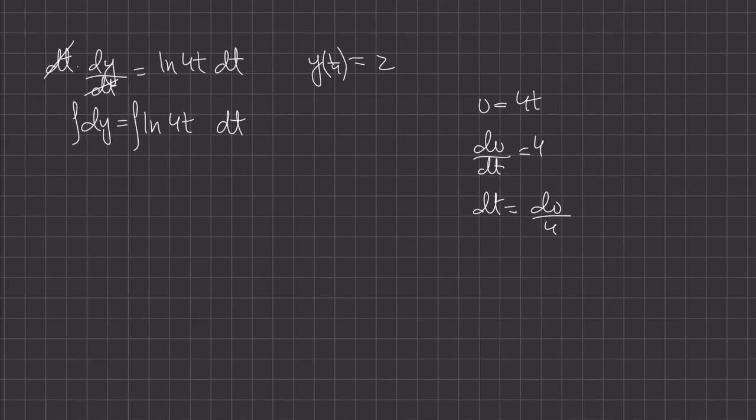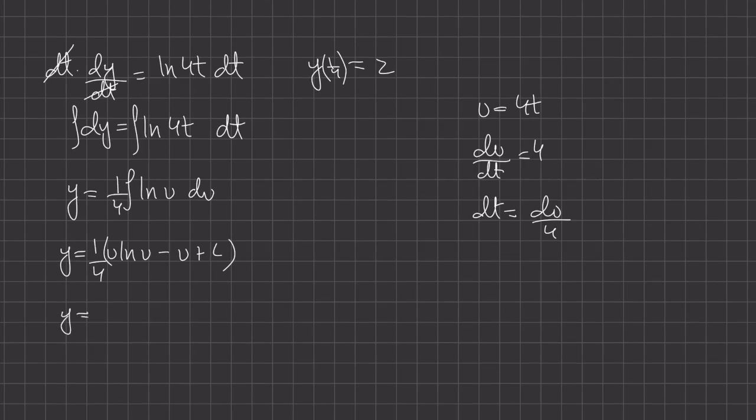Then, evaluating the left side gives y, and the right side is the integral of ln u, which can be found using integration by parts to give u ln u minus u plus c. We can back substitute the value of u to get the equation in terms of t. Then, distribute the 1/4 inside the brackets.